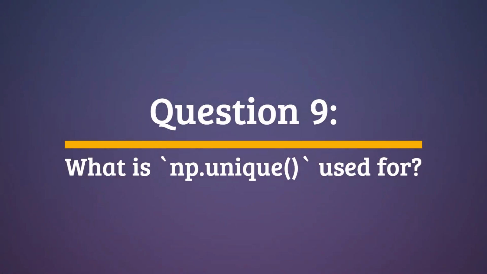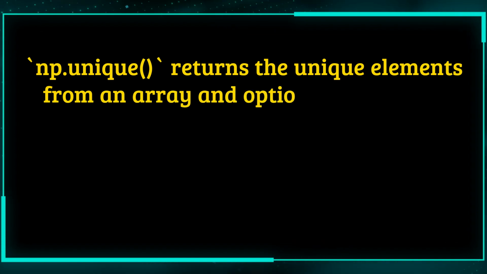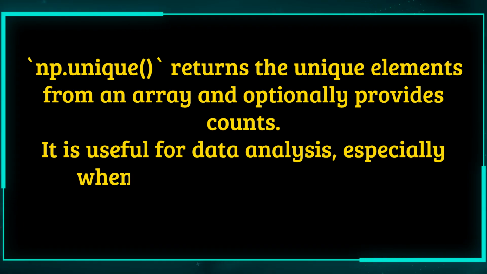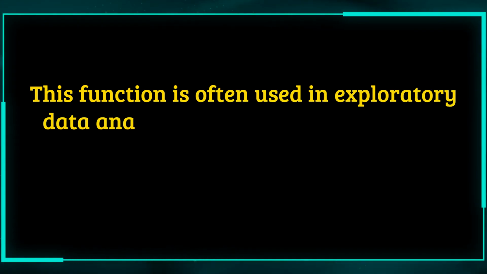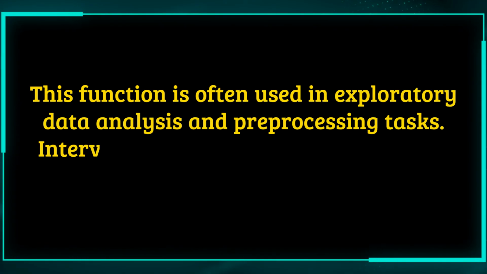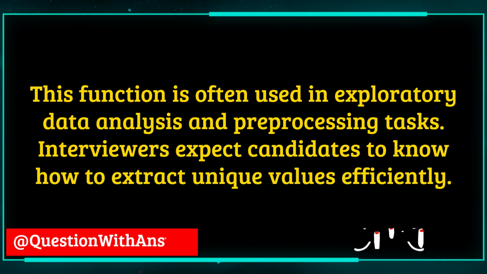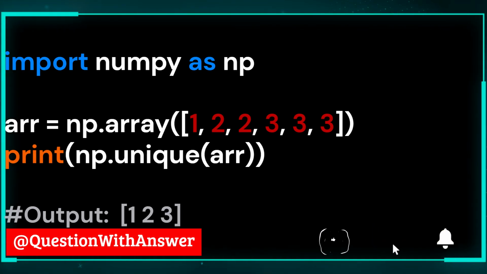Question 9. What is NumPy.unique used for? Answer. NumPy.unique returns the unique elements from an array and optionally provides counts. It is useful for data analysis, especially when identifying distinct values or categories. This function is often used in exploratory data analysis and preprocessing tasks. Interviewers expect candidates to know how to extract unique values efficiently. This code removes duplicate values and returns only unique elements.